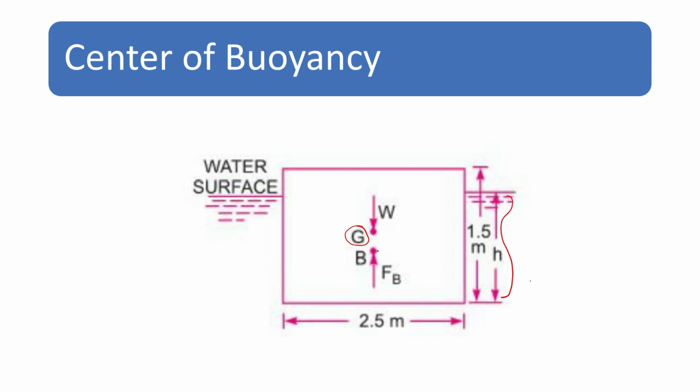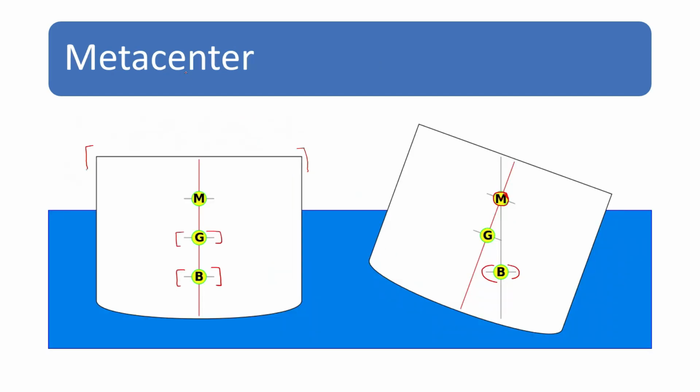So center of buoyancy is the center of the displaced fluid. That means water up to a height of h is displaced. What is the center of that displaced fluid? That is the center of buoyancy. At this point, buoyant force is acting. So gravitational force is acting at the center of gravity, and at the center of buoyancy, the buoyant force is acting.